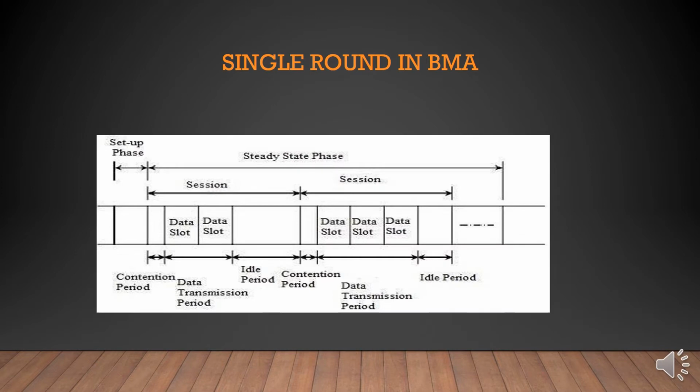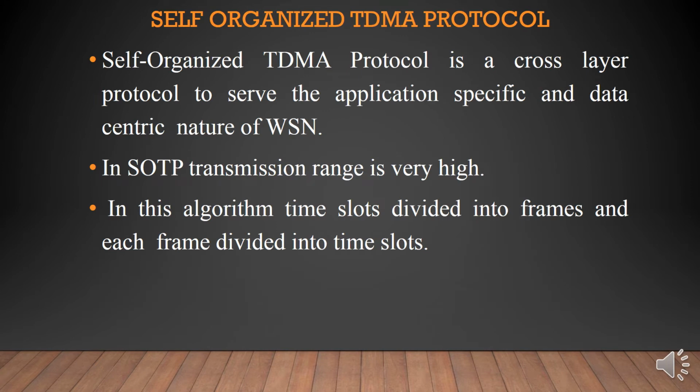Round in BMA: we will have the setup phase, then the session will be started. Data will be transmitted in the contention period. This is called the data transmission period. Then the contention period, and this is called the idle period. Then the data slot will be there with the transmission and idle. So this is one session. This protocol is a cross-layer protocol to serve the application-specific and data-centric nature of wireless sensor networks.